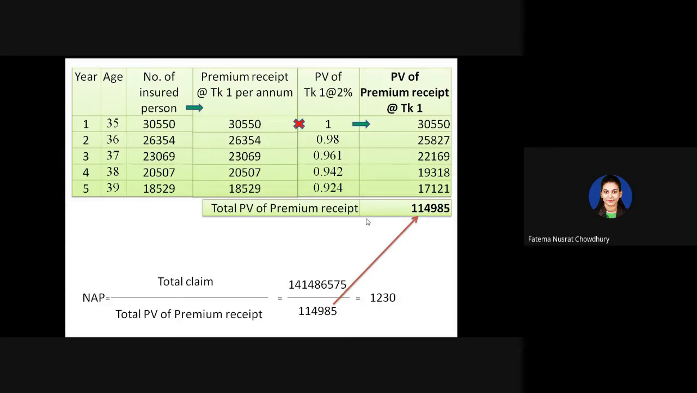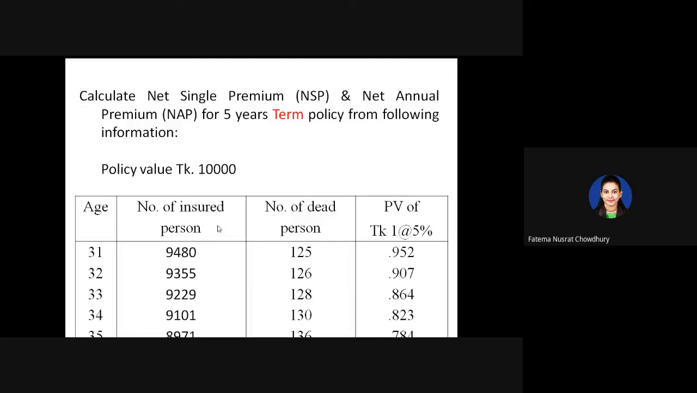Whenever we talk about term life insurance, the difference is the living claim. When a life insurance company follows term life insurance, there will be no living claim. So let's check. This is the math for term life insurance. It is basically exactly like the previous math, just that here it is for term life insurance and the previous math was for endowment. So we are going to calculate NSP and NAP.